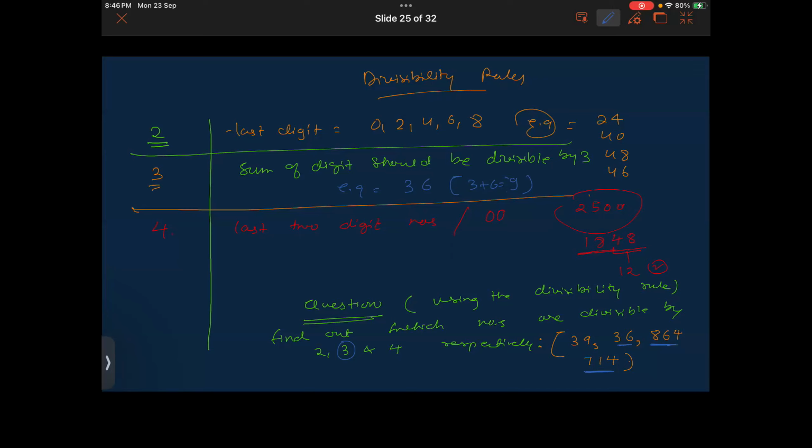Okay, now here you have to solve it in this manner. As the rule says, if the sum of the digits is divisible by 3, like 3 plus 9 is 12, and 12 is divisible by 3, thereby yes, 39 is also divisible by 3. Got this one, Sumaya? Yes. Okay, same thing you will be doing for 36 also. Do this quickly.